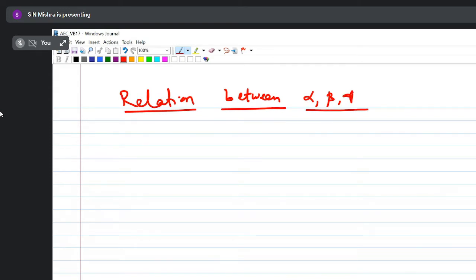Okay. So we know that the value of alpha equals IC by IE. And what is beta? Beta equals IC by IB. Now I want to find the relationship between alpha and beta. So how will we proceed?